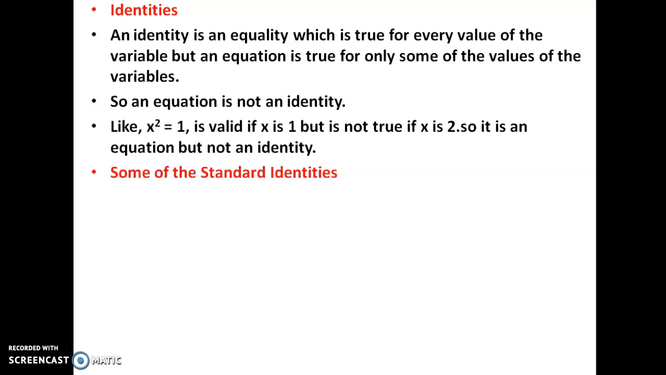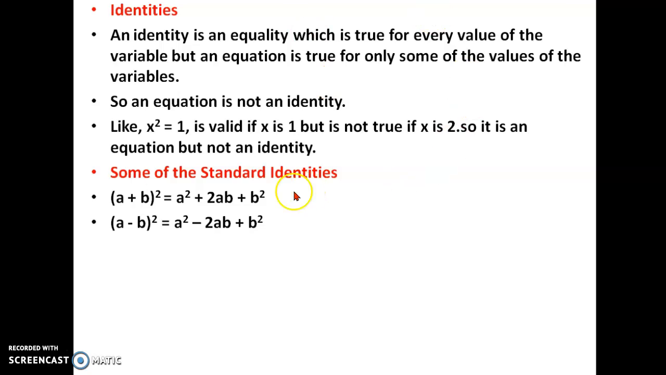So, let's learn some of the standard identities here. a plus b the whole square. This is the first identity we are learning. So a plus b the whole square is equal to a square plus 2ab plus b square. Then a minus b the whole square is equal to a square minus 2ab plus b square.